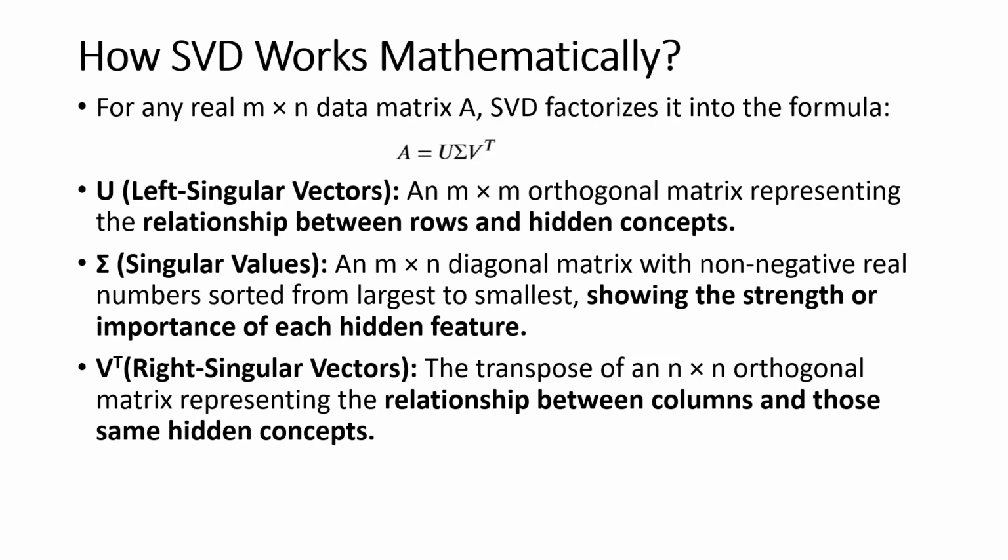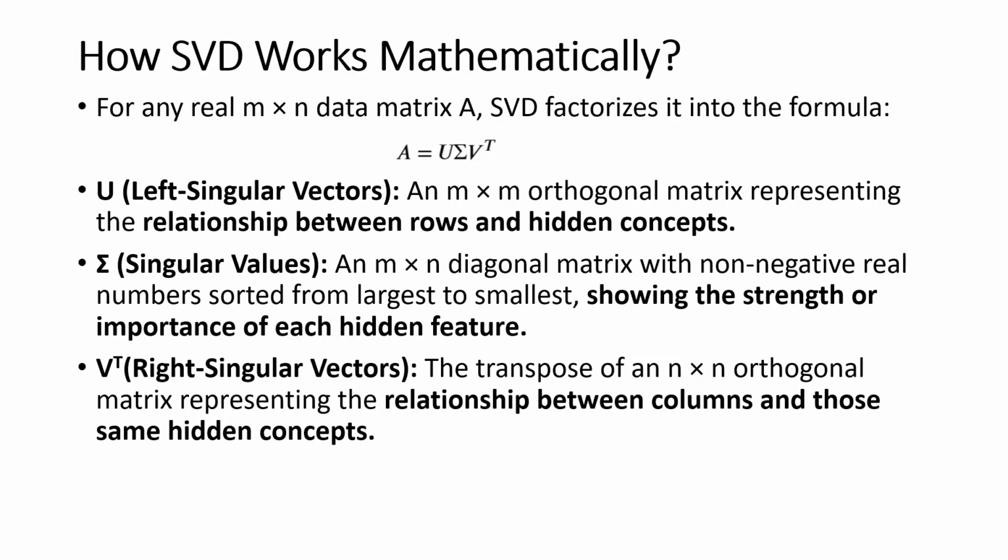Here we identify the relationship between the input features, or the columns, and some hidden patterns. We identify how the input features are actually related to these hidden patterns or hidden mathematical components that we are going to find. So that is V raised to t, the right singular matrix. It is the transpose of an n by n orthogonal matrix representing the relationship between columns and those same hidden concepts.